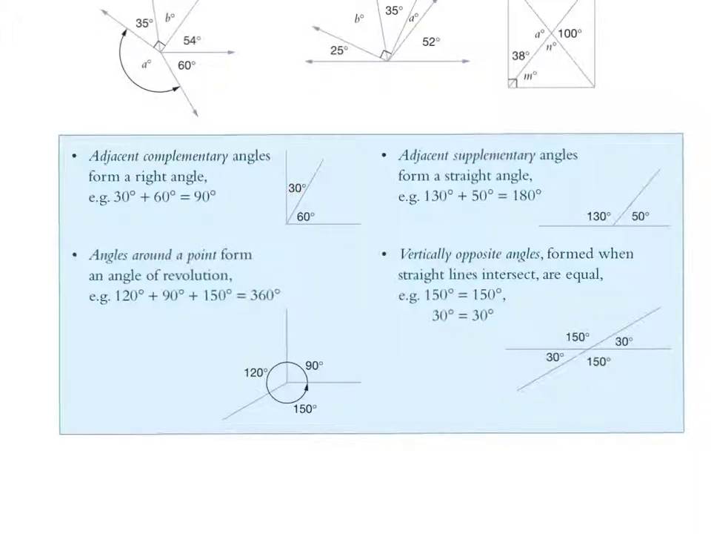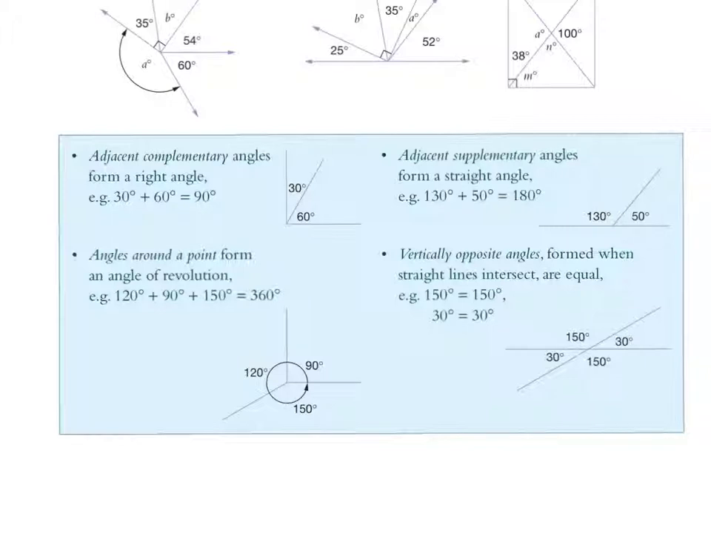Now very, very similar to this are our supplementary angles. Again, they're adjacent, so they're next door neighbours. You can see here we've got 130 and 50. If they're supplementary, they always add up to 180 degrees. That's a straight line, isn't it? And we talked about straight lines always being 180 degrees. All we've done is divide it into 2 bits: 130 and then the 50.